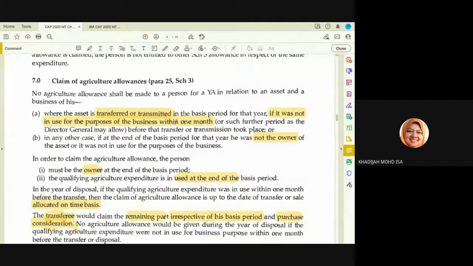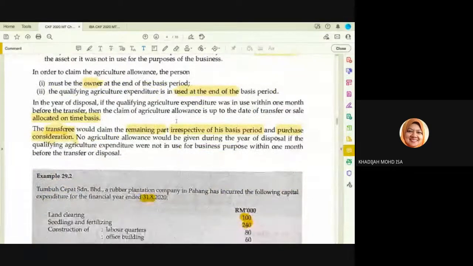But if you do not use the asset within 1 month prior to disposal for business purpose, then you cannot claim allowance on that asset. In any case, if at the end of the basis period he was not the owner of the asset, all right? So in order for you to claim, you must be the owner and use the asset at the end of the basis period. In the year of disposal, if the qualifying agricultural expenditure was in use within 1 month, okay, the transferee will claim the remaining part irrespective of his basis.